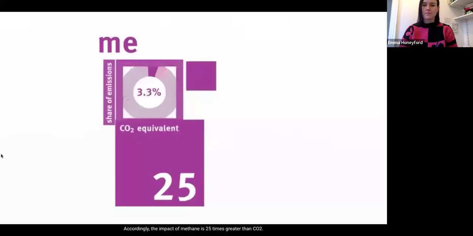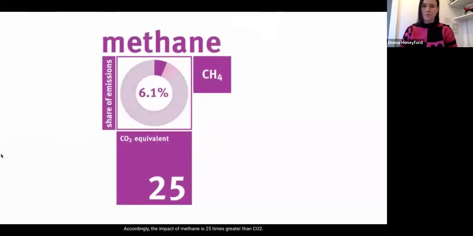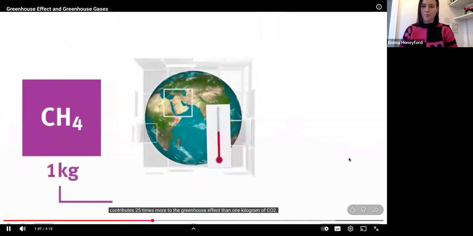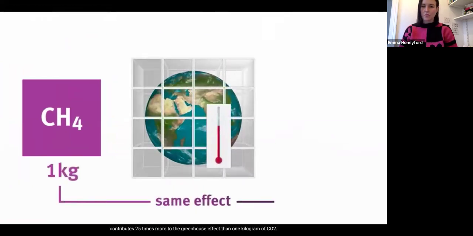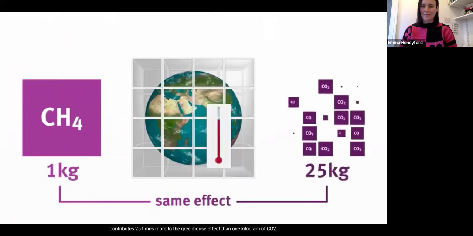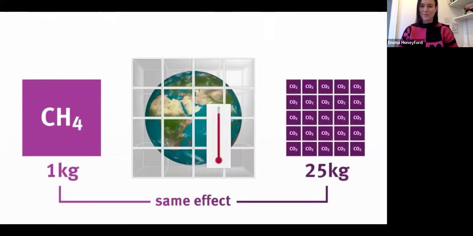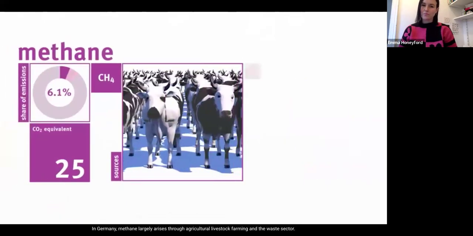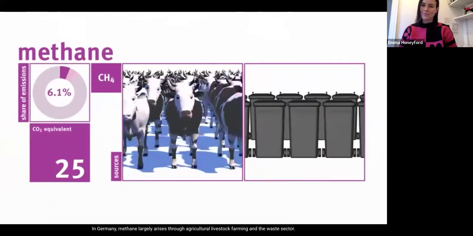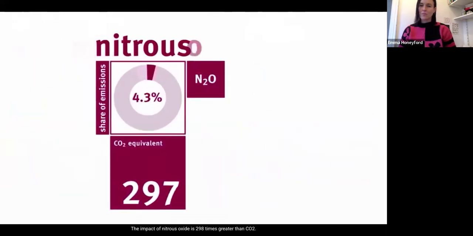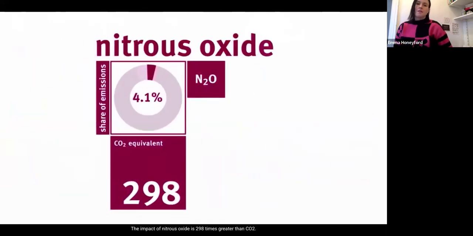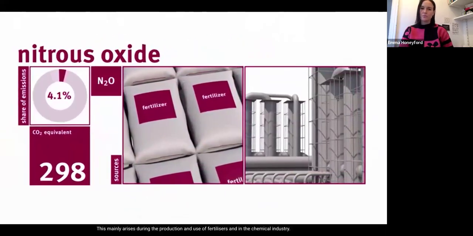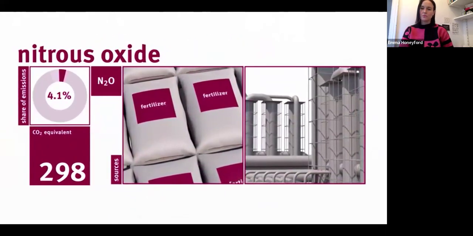Accordingly, the impact of methane is 25 times greater than CO2. Therefore, in the first 100 years of its emission, 1 kilogram of methane contributes 25 times more to the greenhouse effect than 1 kilogram of CO2. In Germany, methane largely arises through agricultural livestock farming and the waste sector. The impact of nitrous oxide is 298 times greater than CO2. This mainly arises during the production and use of fertilizers and in the chemical industry.